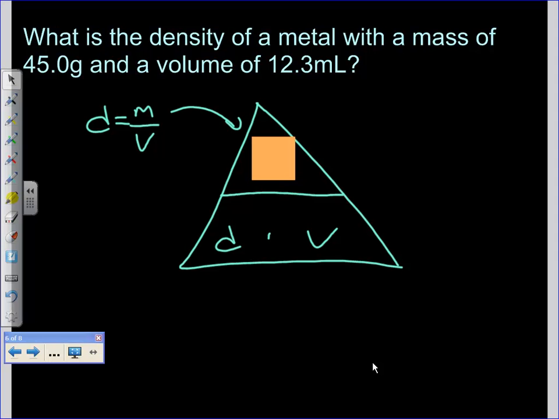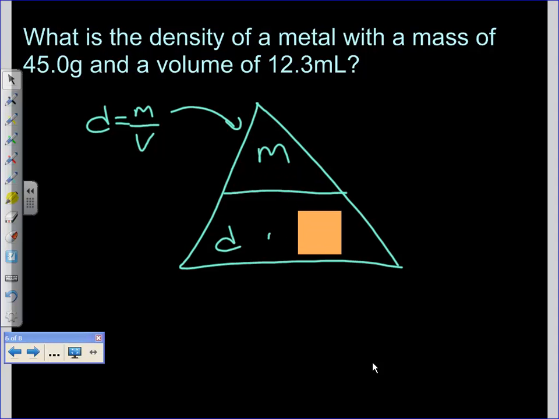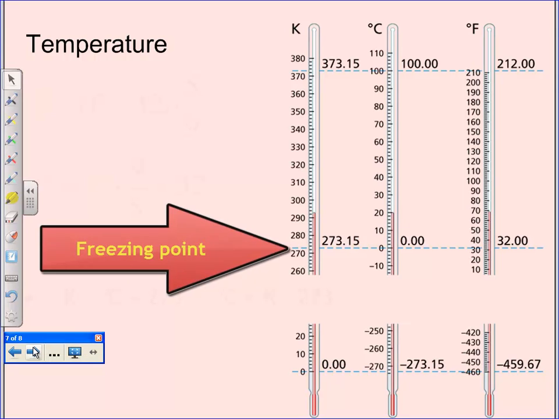If I'm looking for density, I cover up the D. If I'm looking for mass, I cover up the M. If I'm looking for V, I cover up the V. And what's left tells me what to do. So if I'm looking for V, I divide mass by density. Okay, mass divided by density. Pretty simple. We can go over that a little bit more in class if we need to as well.